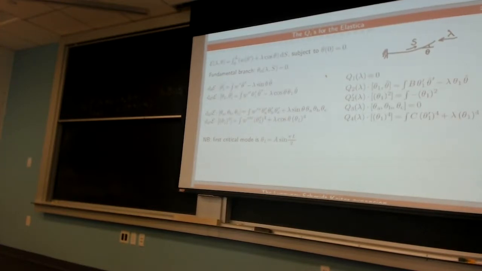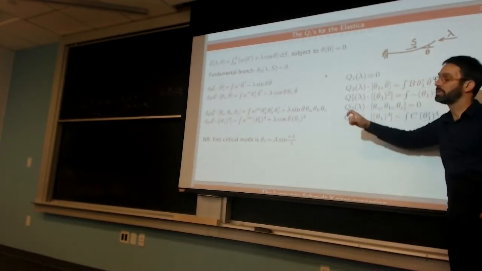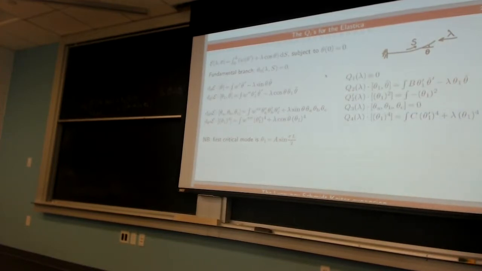Okay. So this is just a matter of calculating the successive variations of the energy, evaluating them in the fundamental branch, and sometimes, whenever needed, taking the derivative with respect to lambda. Okay, and the final thing before we use them is that we'll actually need them at the bifurcation point because we're doing an expansion at this bifurcation point. So ultimately, we'll also replace lambda by its critical value.